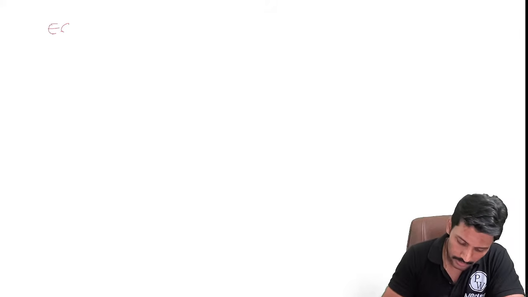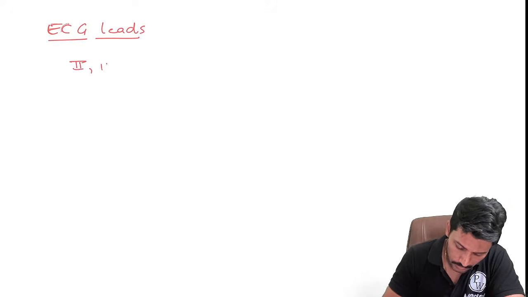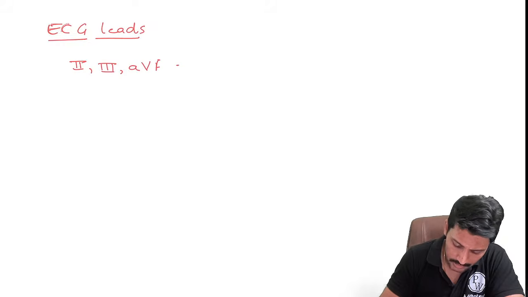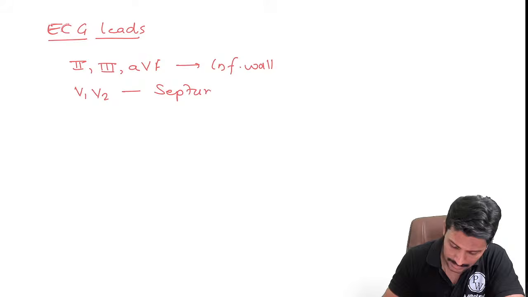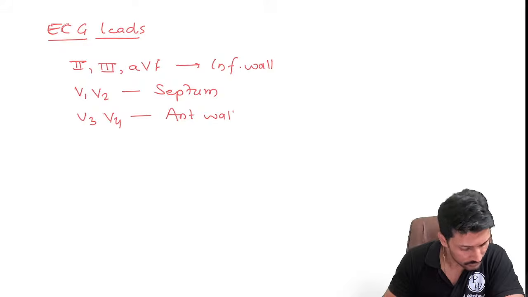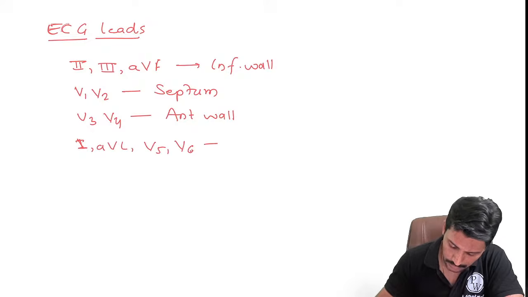So remember, if you're looking at the ECG leads, lead 2, 3 and AVF are representing the inferior wall. And then V1 and V2 are representing the interventricular septum. V3 and V4 are representing the anterior wall. Very good. Then 1, AVL, V5 and V6 are representing the lateral wall.